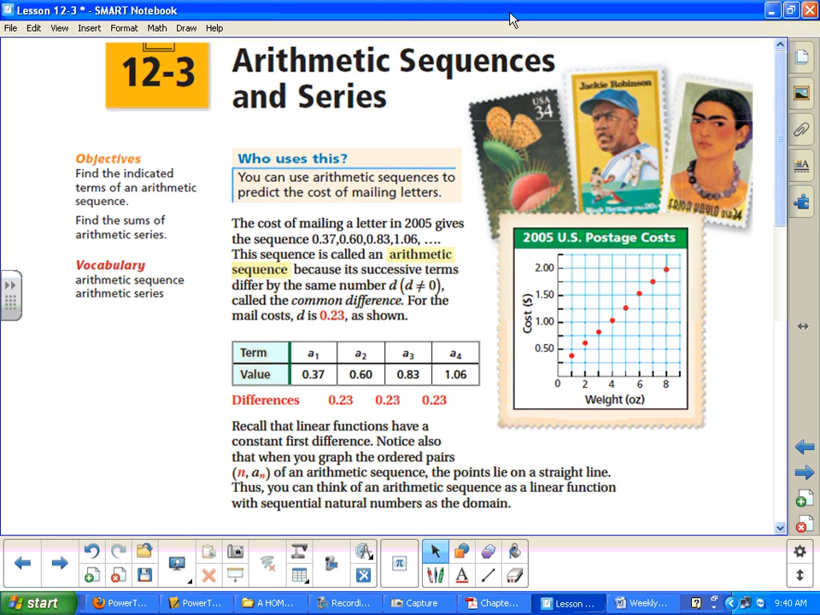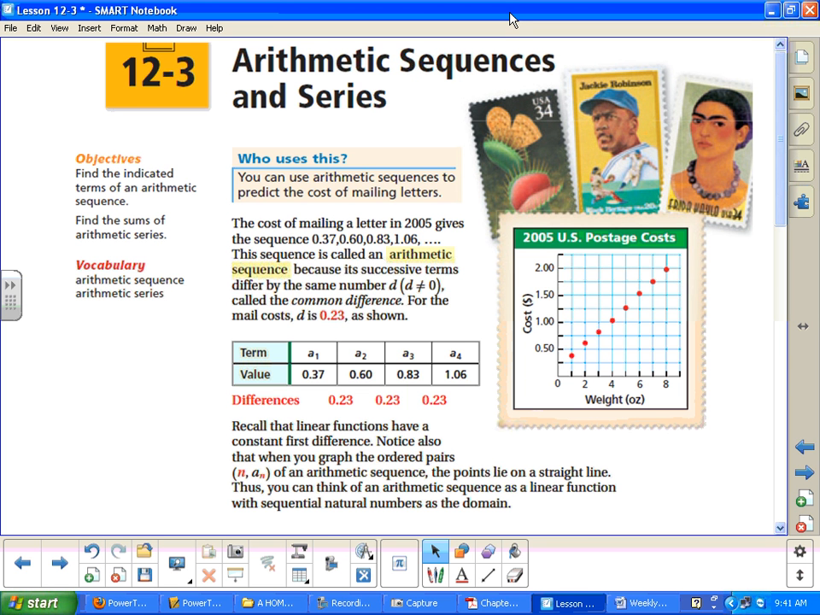Okay, so arithmetic sequences and series. When we talk about a sequence, it's called arithmetic. We say the word a little bit different when we're talking about a sequence. So all an arithmetic sequence is, is a linear model.